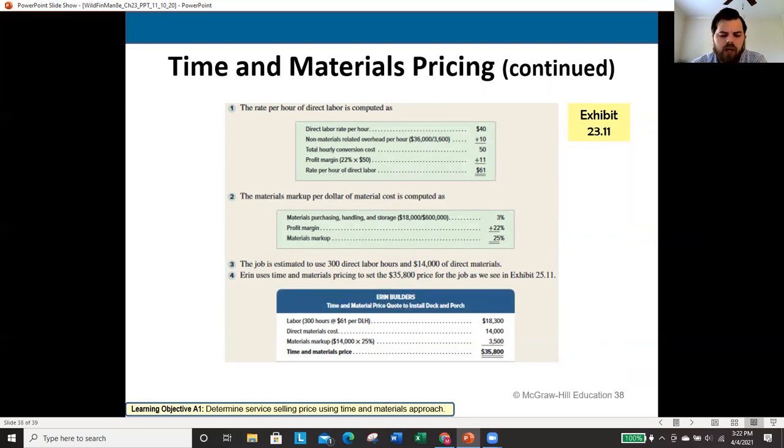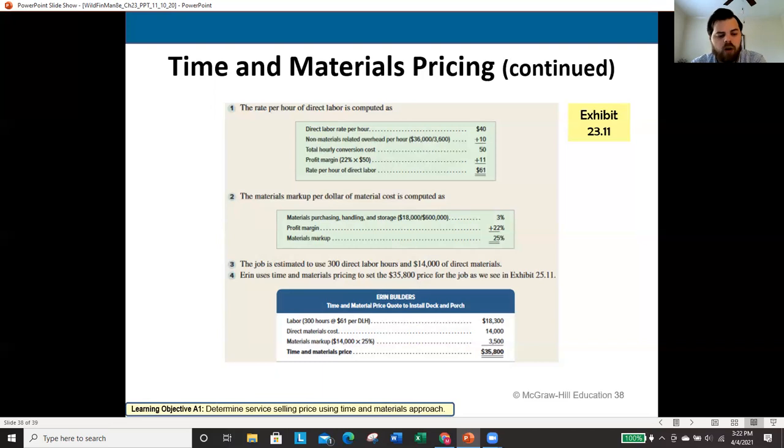Well, in this case, when I come down and put through all the numbers, we will see the job is estimated to use 300 direct labor hours and $14,000 worth of direct materials. In this case, we use time and materials pricing to set the price at $35,800. So of course, we'll see my direct materials cost of 14 pulling straight in. My 300 labor hours times my $61 is 18,300. And then of course, my materials markup of 25% for the 3,500. Adding all of that up gives me my total price for the job.